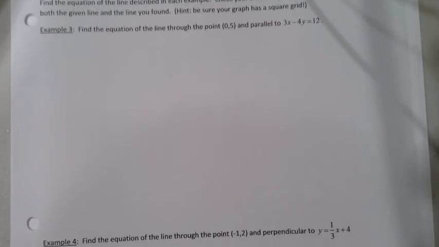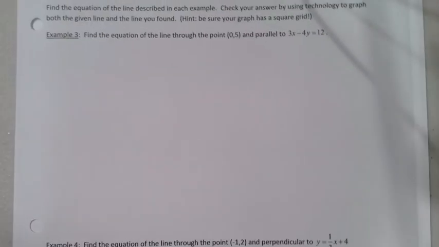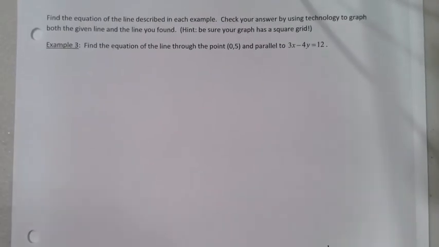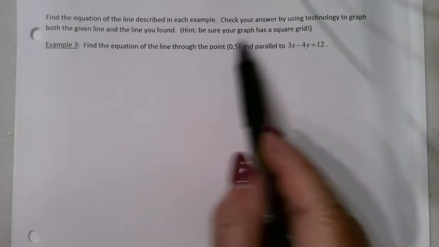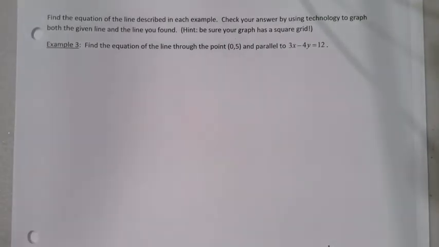All right, we're going to finish up this section with a couple of problems finding equations of parallel and perpendicular lines. I want to find the equation of the line described in each example, and then we're going to check and see if we did it right by graphing and seeing if they look parallel or perpendicular. And there's a little hint here about the square grid. We'll talk about that when we get to it.